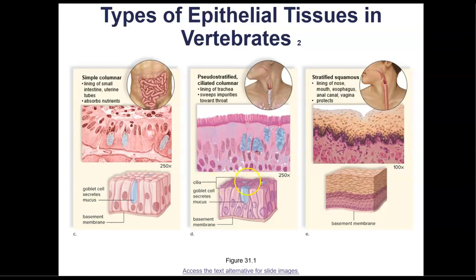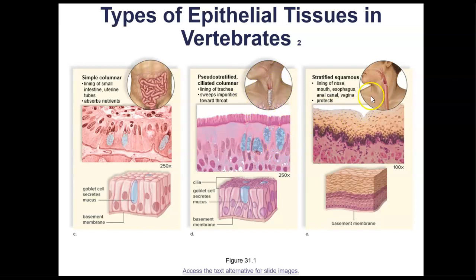And pseudostratified columnar tissue is lined with cilia, or little hairs. In the respiratory tract, what this does is sweep mucus and pathogens up and away from your lungs so that you can cough it out. You can cough it up, and it keeps you from having infections deep in your lungs. So we're going to find pseudostratified ciliated columnar tissue lining the trachea and the bronchi, the airways.